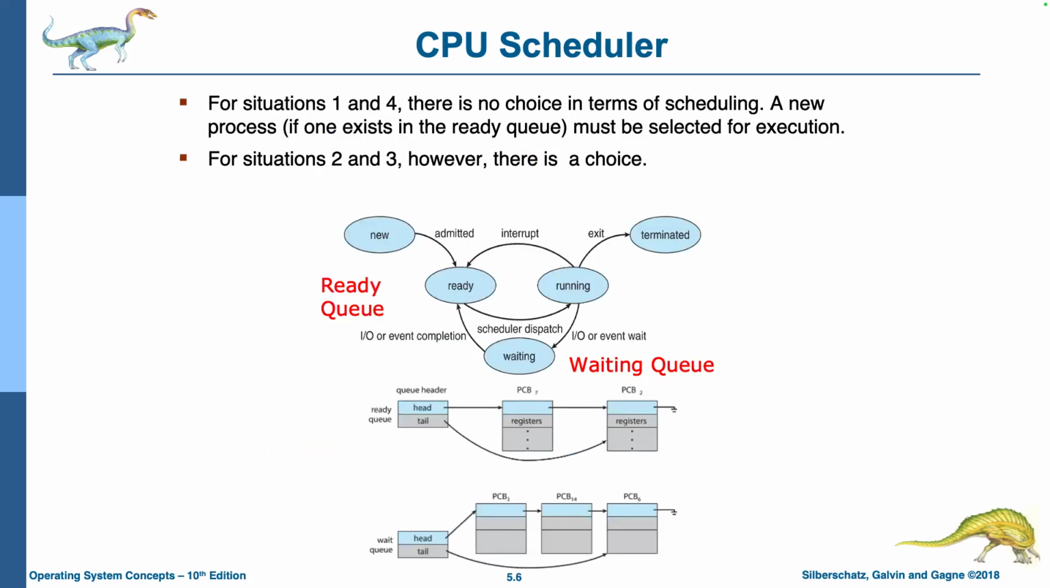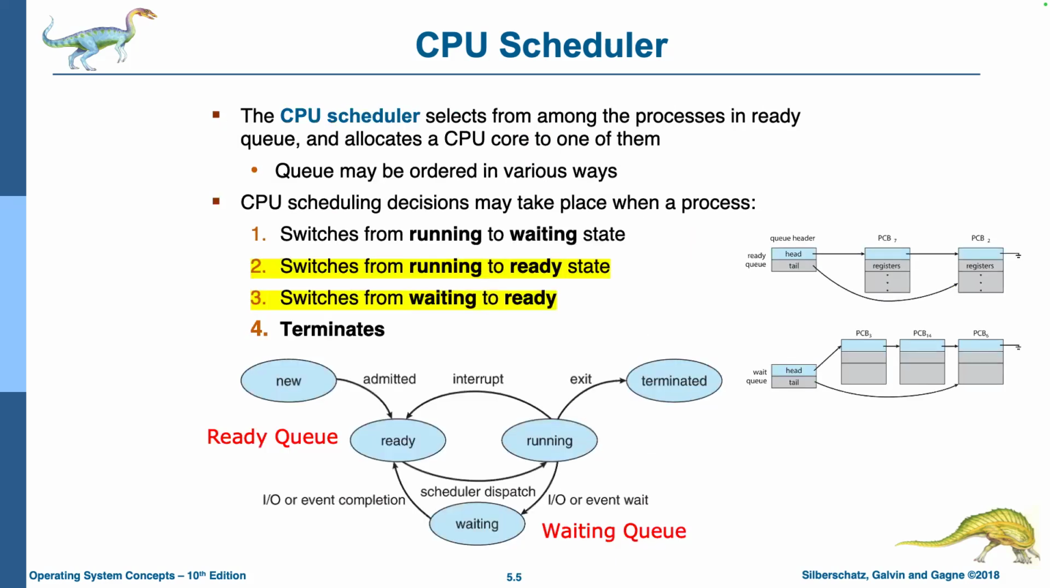As I said, only in situations 2 and 3 can we make some choice. For situations 1 and 4, there's no choice in terms of scheduling. So all the scheduling happens in 2 and 3: from running to ready, and from waiting to ready. It's only these two cases where we can do scheduling. Let's go on.